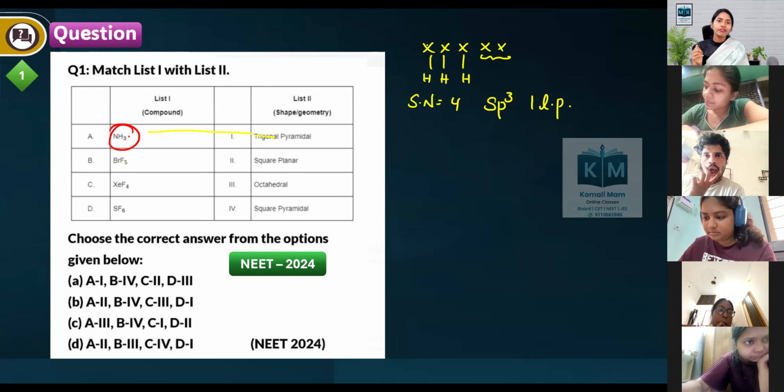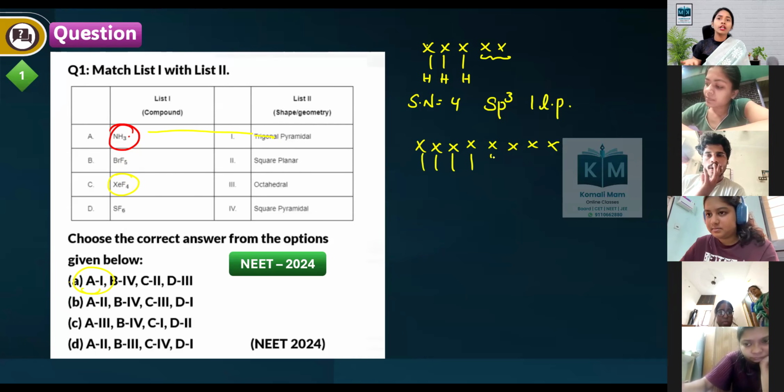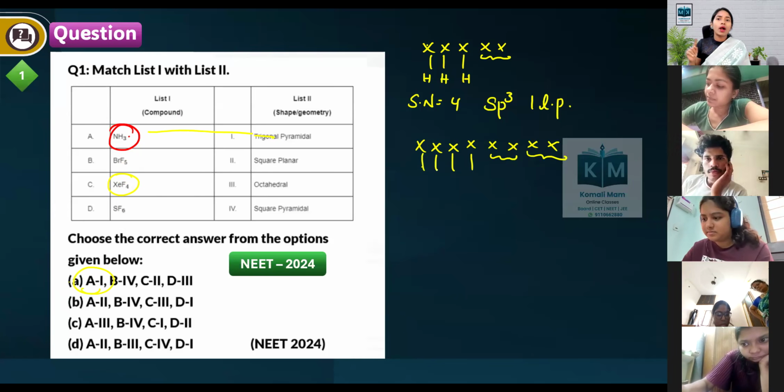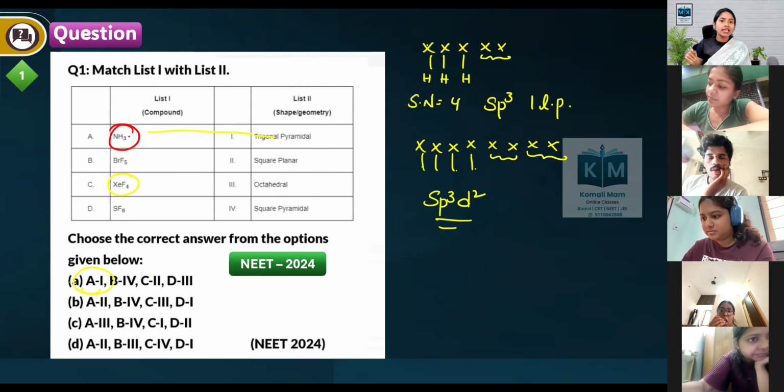Now, BrF5. First one, A is 1, given in this statement only. Let me calculate one more. XeF4: 1, 2, 3, 4, 5, 6, 7, 8. Each fluorine forms 1 bond, 2 electrons as 1 lone pair, 2 electrons as 1 lone pair. So 1, 2, 3, 4, 5, 6. 6 means sp3d2 with 2 lone pairs is square planar. So C is square planar, 2. Correct or not? Check it out. 2 correct. So what is the correct answer? Option 1 is the correct answer.